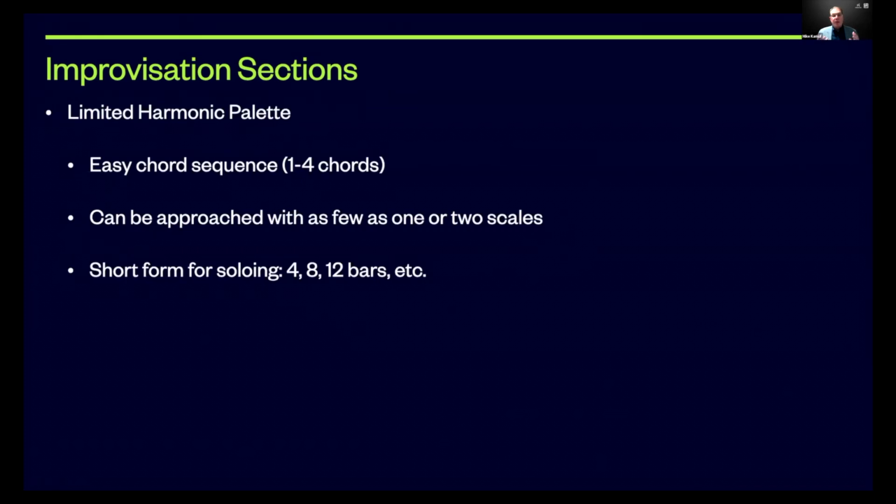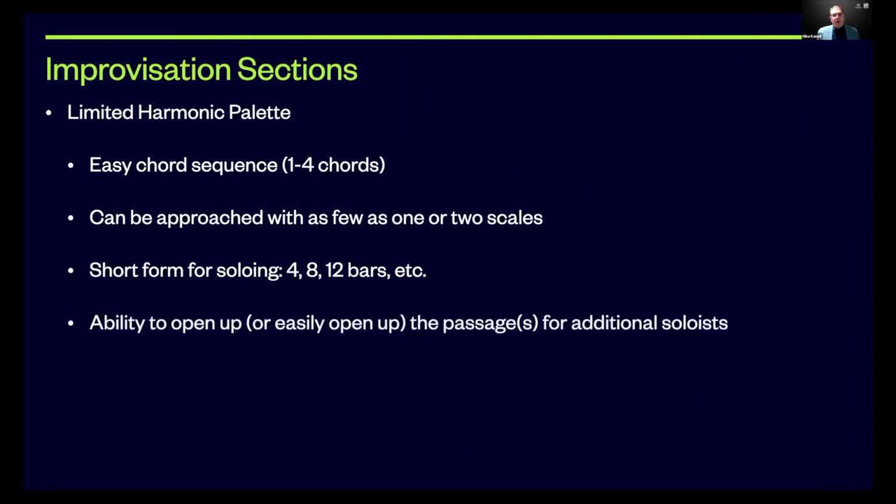If you have a lot of students interested in soloing, you may have to take something that's down and trim it down. You may have to take something that's like 8 measures and break it up into 4-bar increments or so on. Or if it's a 16-bar section, break it up into 8-bar increments. The chart or charts should have the ability to easily open up a passage for additional soloists. There should be a way for you to figure that out. It should be kind of easy to figure out.